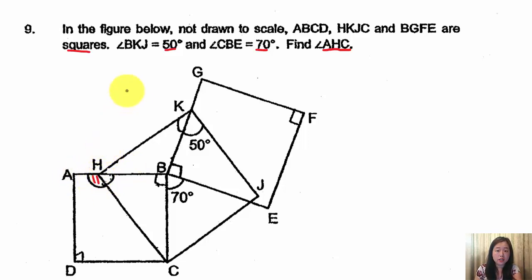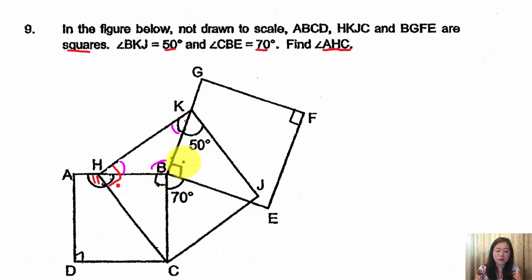In geometry questions, it's good to know how angles are related to each other using geometrical rules. For example, to find this angle, we may be able to use angle on a straight line by finding this. And to find this, we may need to use the rule of right angle by finding this. And to find this, we may need to use this and this as well. So let's try to see whether it can work.